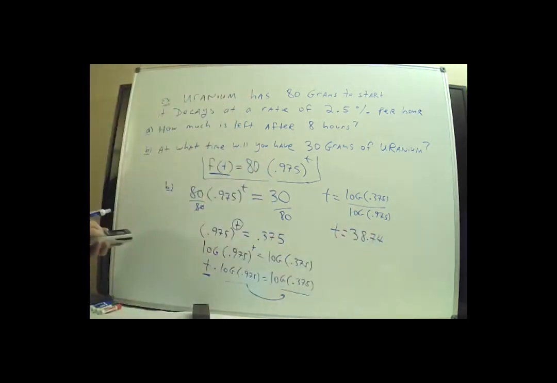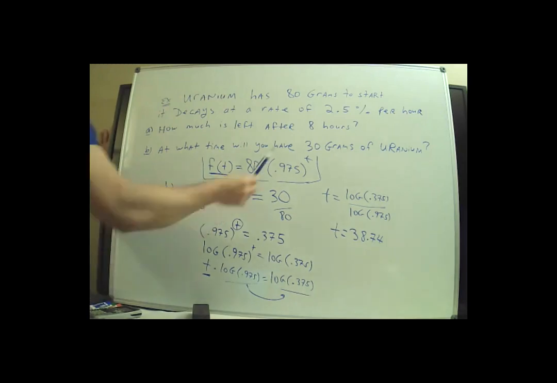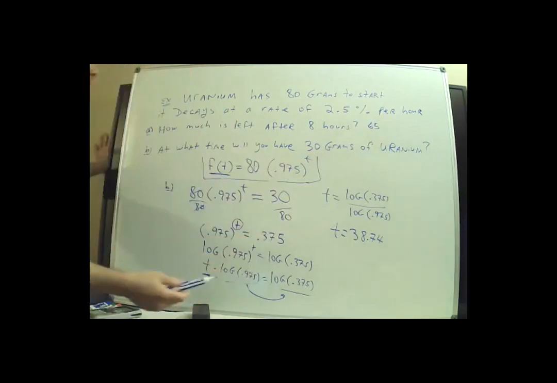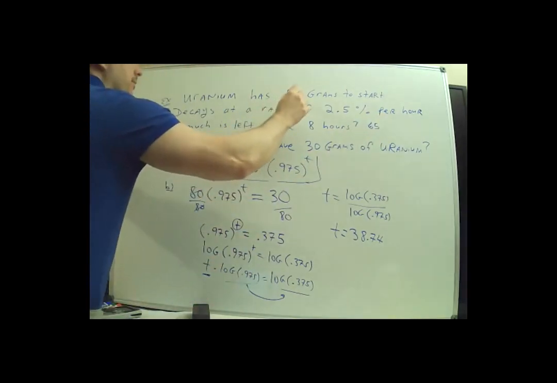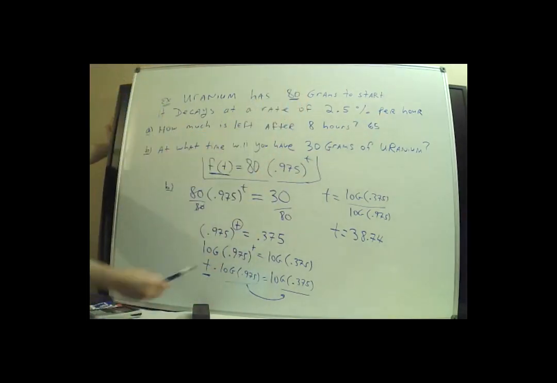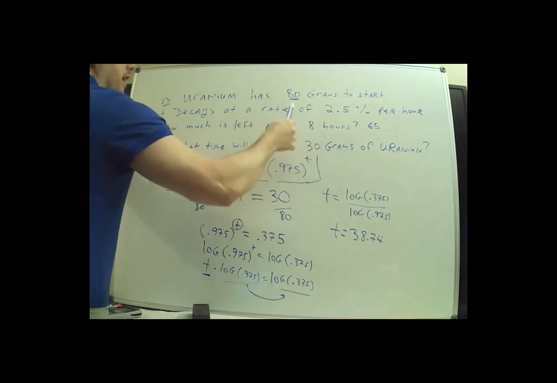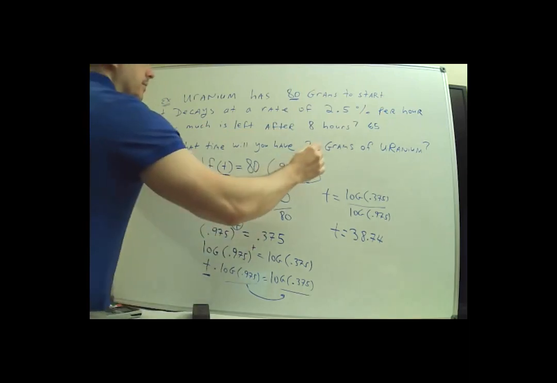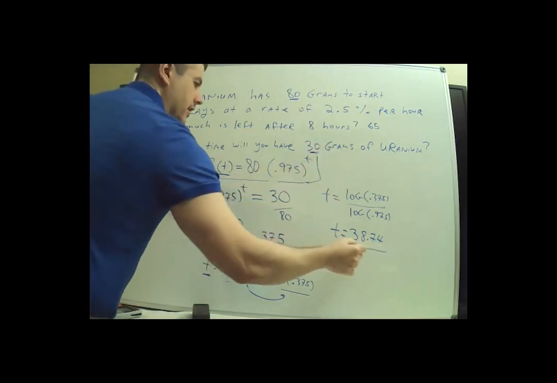Now take a second to think if it makes sense. 38 hours. I know that after 8 hours, it was down to around 65. It started off at 80. So, that's not a lot. After 8 hours, you only lost 15 grams of it. So, for you to go all the way down to 30, this makes sense.